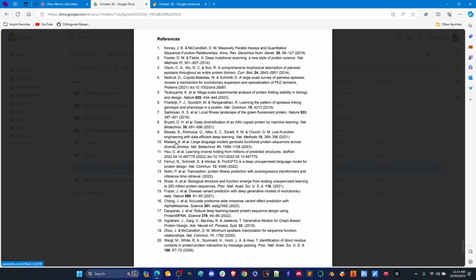We have learning the pattern of epistasis linking genotype and phenotype in a protein. This is from Nature Communications in 2019. This is where they talk about this assumption of the model of genotype and then relating that to a phenotype.